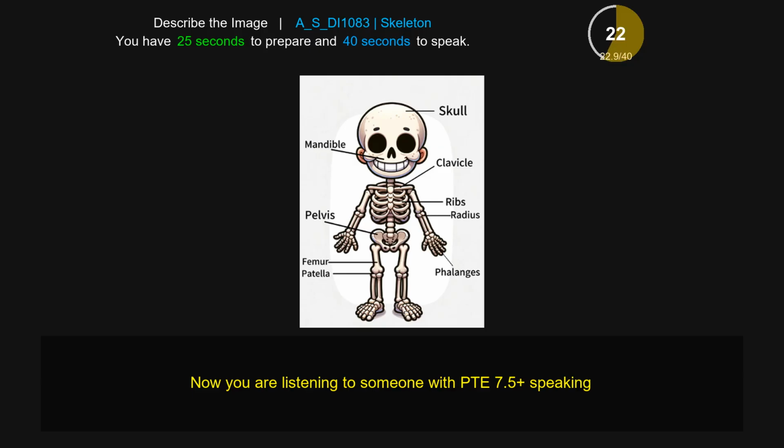Pelvis connects the upper body to the feet. The feet contain femur, patella, and all of them make up the body structure of a human baby. Fundus is the finger bones. So overall, this picture shows us the human baby's structure.